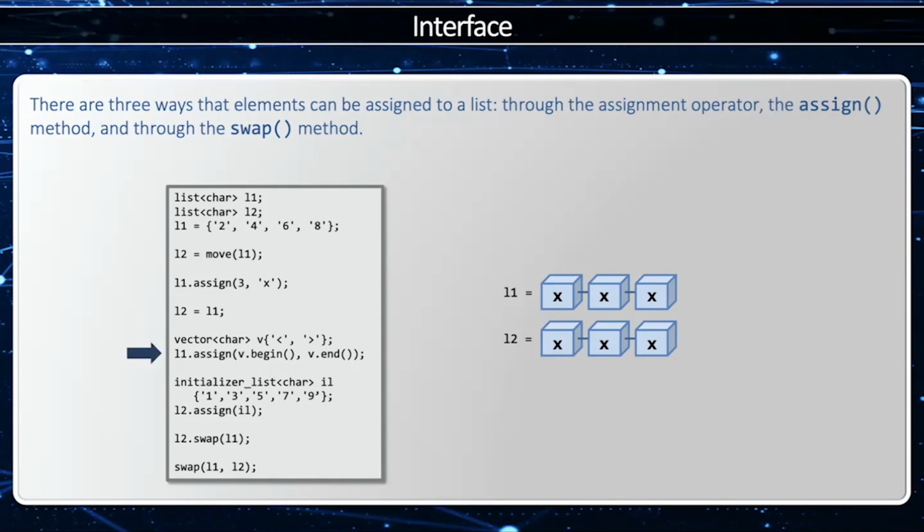Now I'm going to use the initialization list constructor to create a vector with 2 elements, and I'm going to use the assign method to assign those elements from the vector into the list. Notice how I'm using the begin iterator and the end iterator. Now I'll use the initialization list with 1, 3, 5, 7, and 9, and I will assign the initialization list into list 2 using the assignment method.